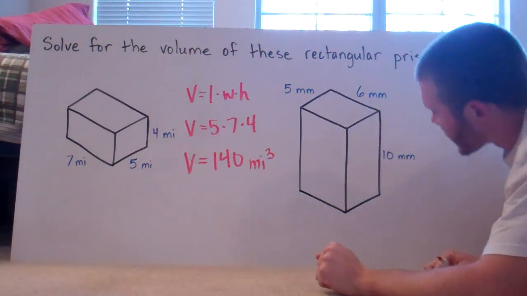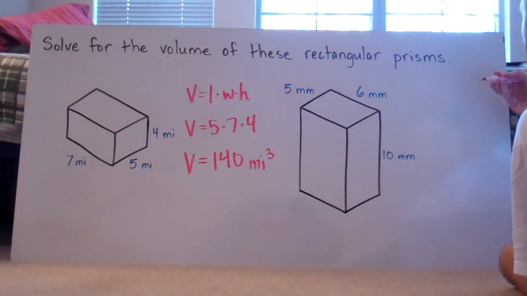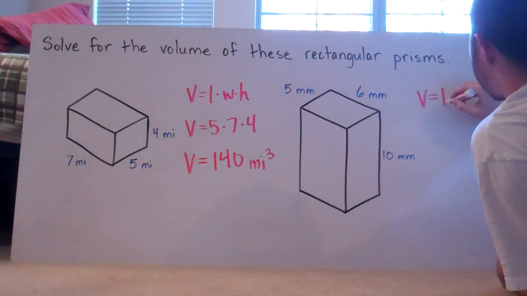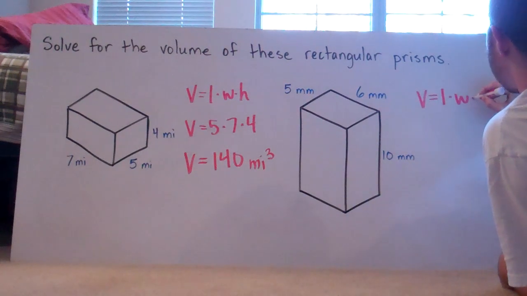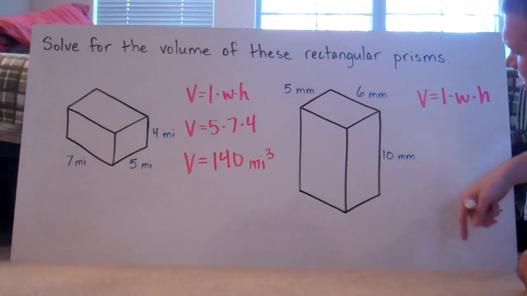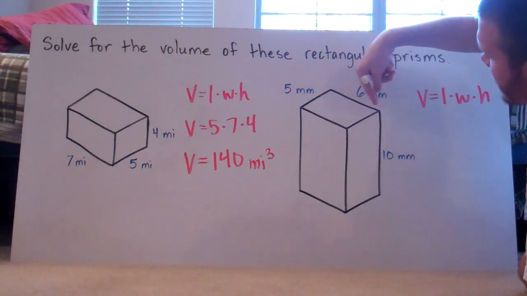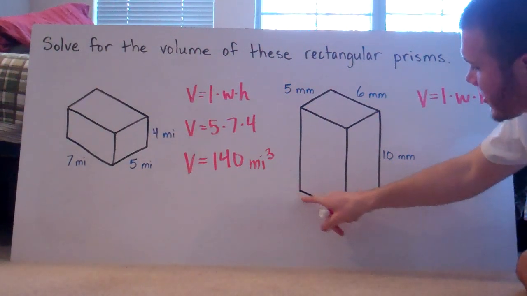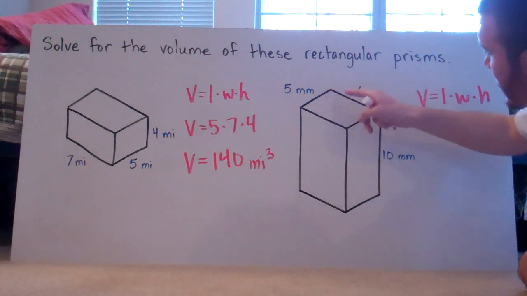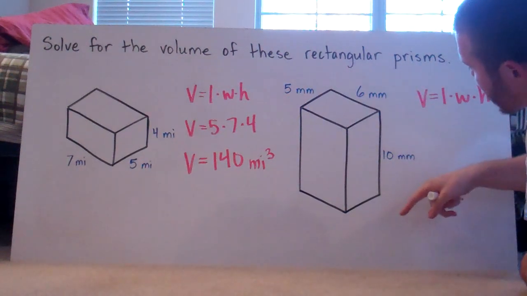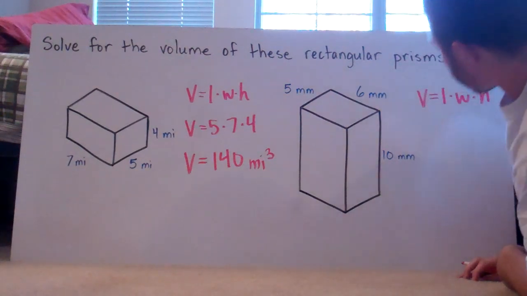And then this one, again, volume equals length times width times height. Well, let's see. Our width, how wide our shape is, these are all the same. I'm going to say the width is 6 millimeters. Our length back is 5. And our height is going to be 10. So I'm going to multiply those together.